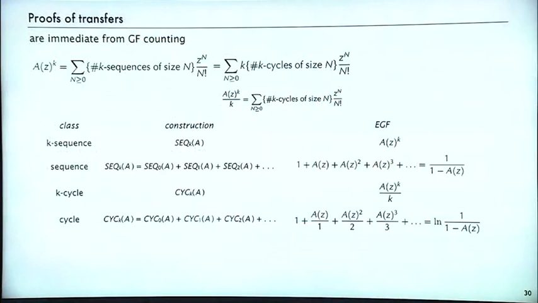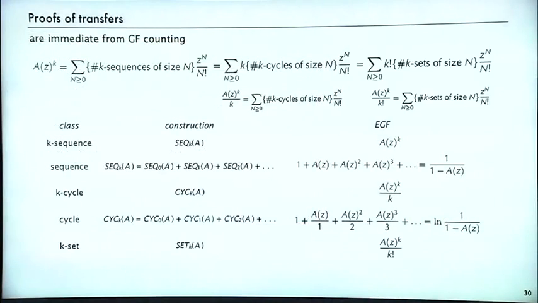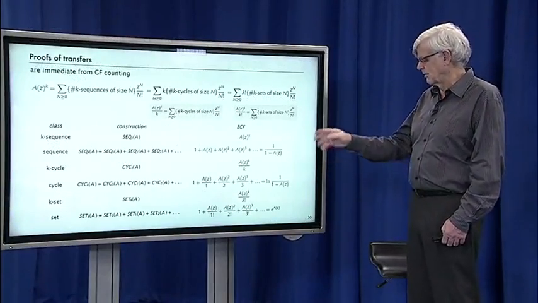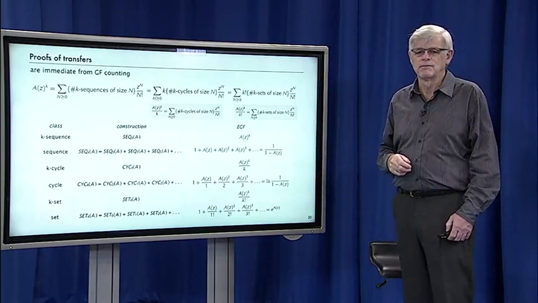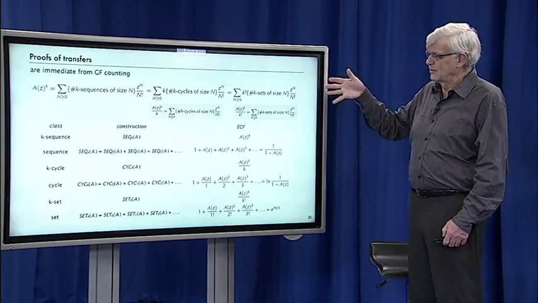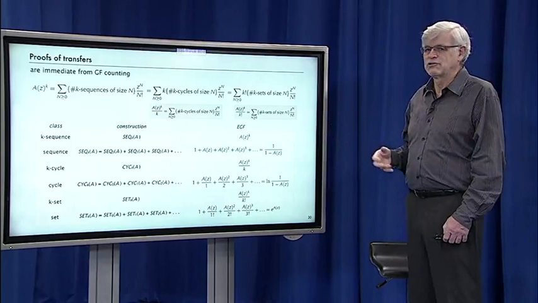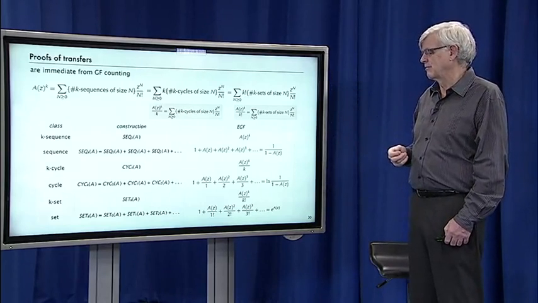Similarly, if you have all k sequences of size n, you're going to have all sets appear k factorial times. So that means that a of z to the k over k factorial is the exponential generating function for the number of k sets of size n. And then summing all those up gives the result that for any set, it's e to the a of z. So these are worthy of study, but they're very straightforward and immediate from the definitions and the basic ideas of generating function counting.